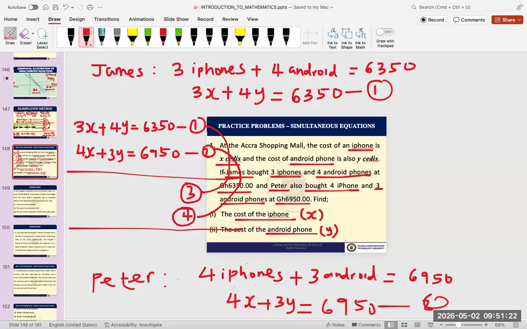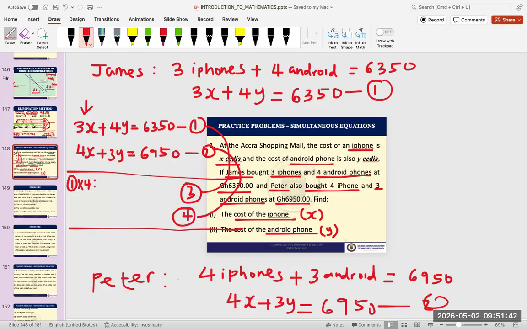How do we change equation 1 to equation 3? We stand on equation 1. And then we look down. What number do we see? 4. So we multiply the whole of equation 1 by the 4 that we are seeing.